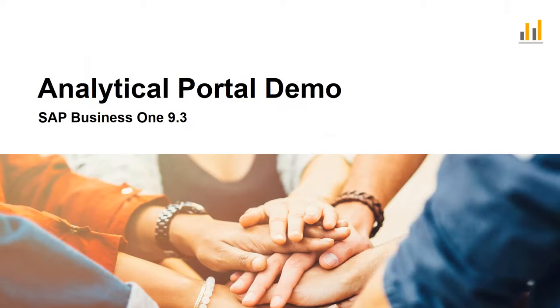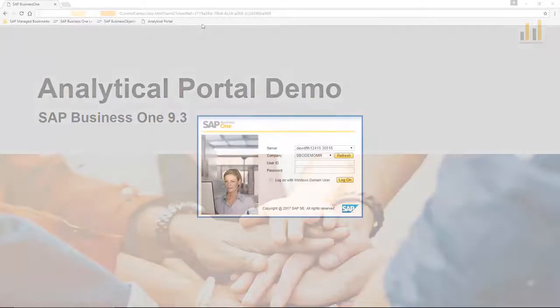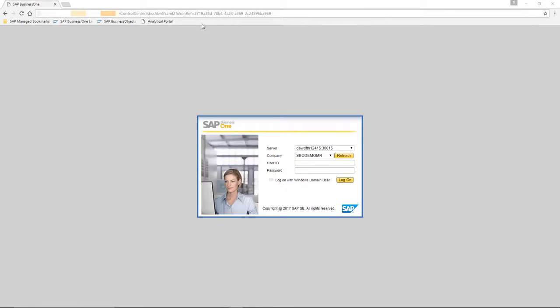So let's have a look at this business scenario in the Analytical portal for SAP Business One version 9.3. In my Google Chrome web browser, I am able to log into the Analytical portal as a superuser, Jason Butler. And to do this, I've selected my relevant server, my company database, and then I enter my username and password.